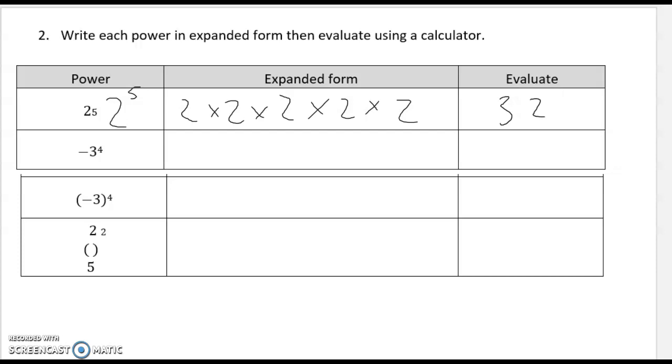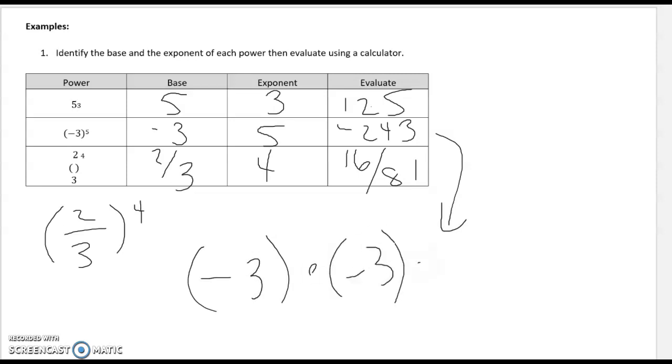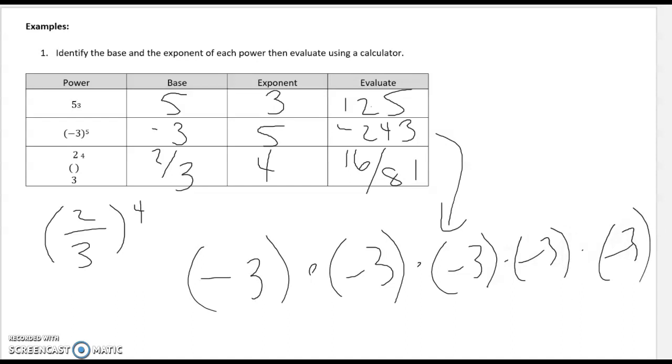Next one, we have -3 to the 4. Now on the last one that we had a negative, see, it was in the brackets. If it's in the brackets, it means that that whole number is multiplied by itself 5 times. So that one would have been -3, a dot also means multiply, by -3, by -3, by -3. Okay? So that one, because it's in the brackets, it means the negative is also included.